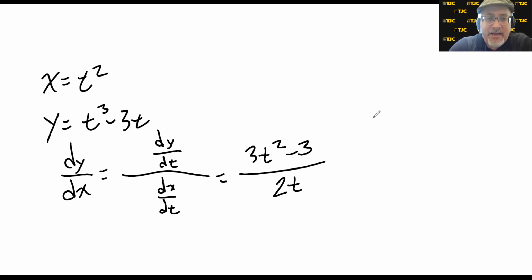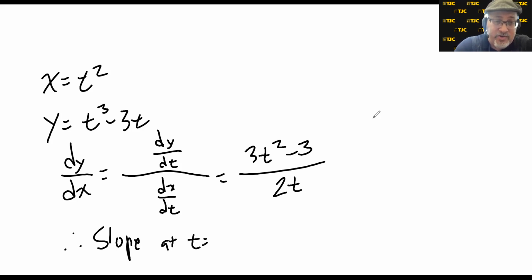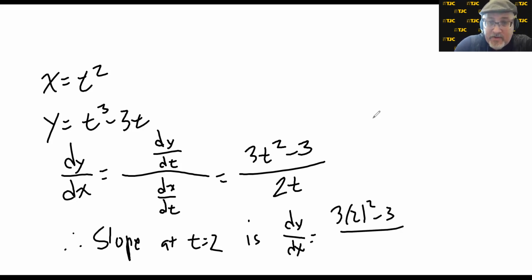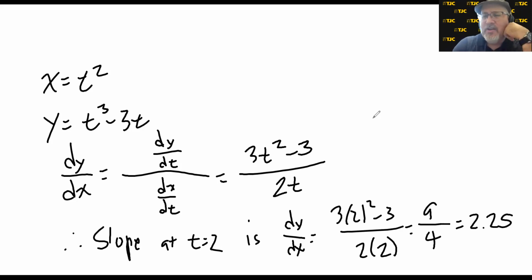But now that we have our slope of the tangent line in terms of t, we can just plug in the t value. So the slope at t equals 2 is dy/dx equals (3 times 2 squared minus 3) over (2 times 2). Let's see, the top is 12 minus 3 is 9. Is that right? 9. And the bottom is 4. So about 2.25. Well, it's exactly 2.25, but 9/4 is the slope of the tangent line at t equals 2.